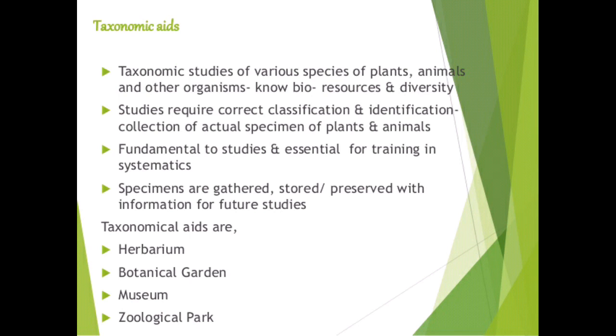Taxonomic studies of various species of plants and animals and other organisms, that is, to know the bioresources and diversity, require correct classification, identification, and collection of actual specimens of plants and animals. These are fundamentals to study and essential for training in systematics. Specimens are gathered, stored, and preserved with information for future studies. Some of the taxonomical aids are herbarium, botanical garden, museum, and zoological park.